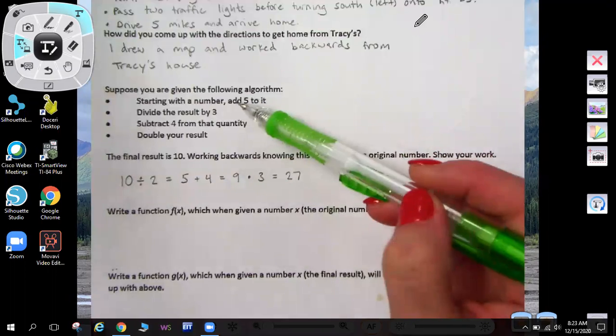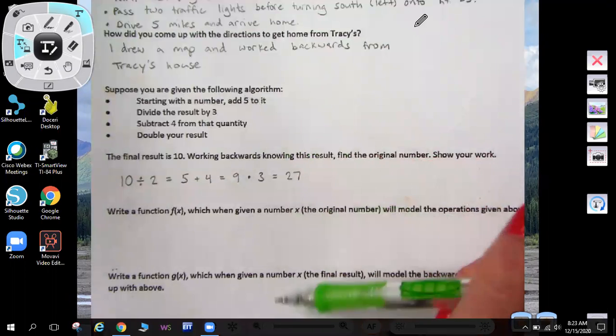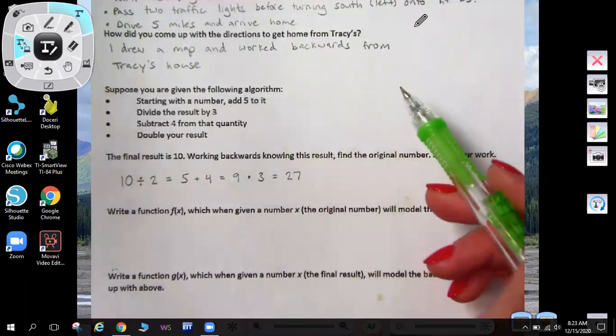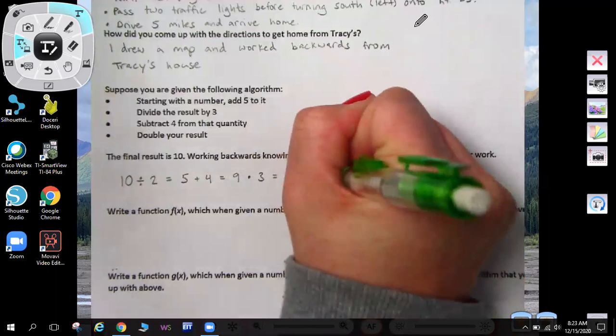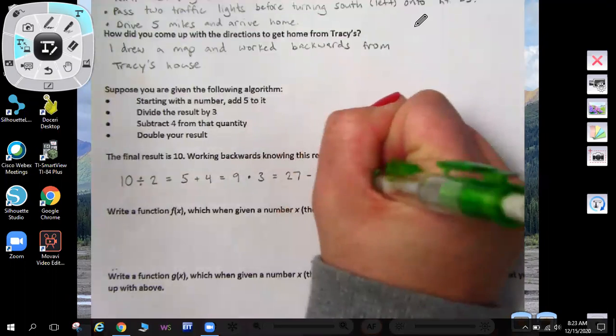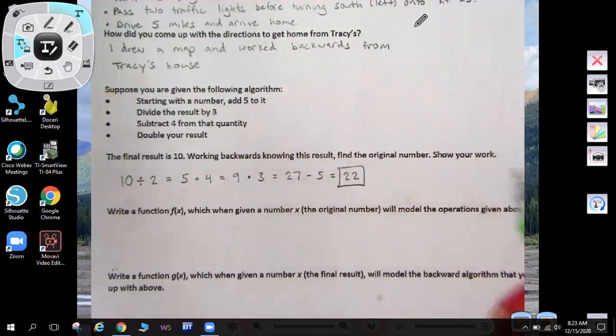The first step, we started with a number and we added 5 to it to get 27. So to find what that number that we started with was, we subtract 5. So 22 is the original number.